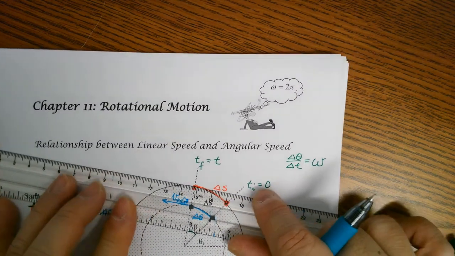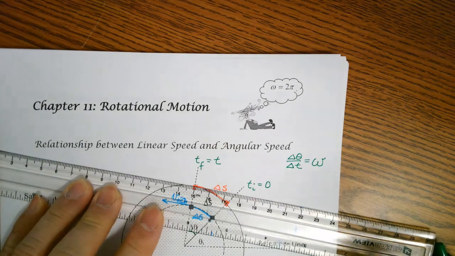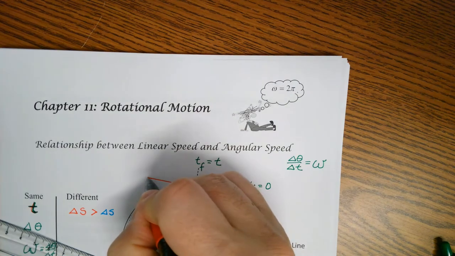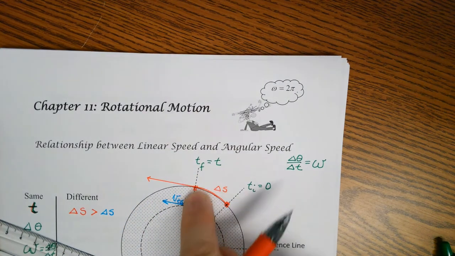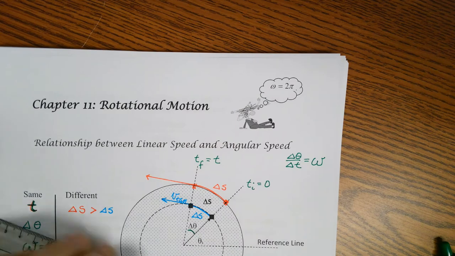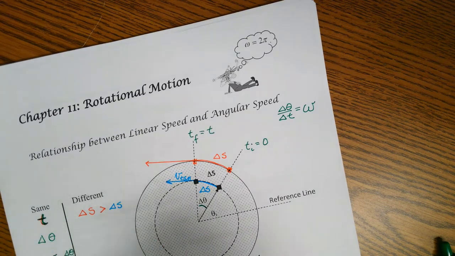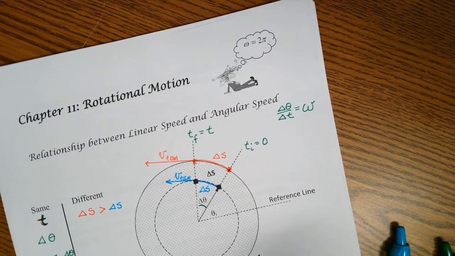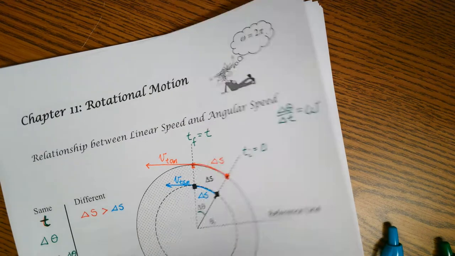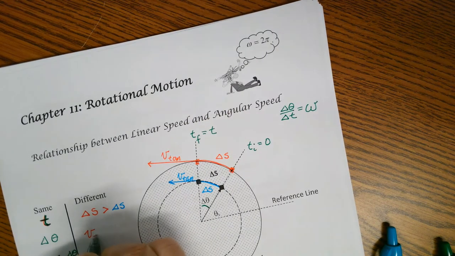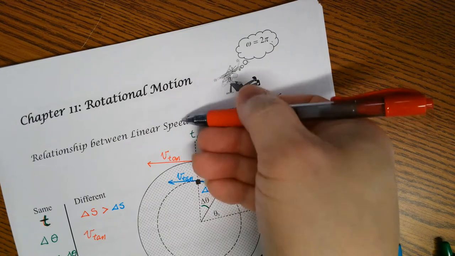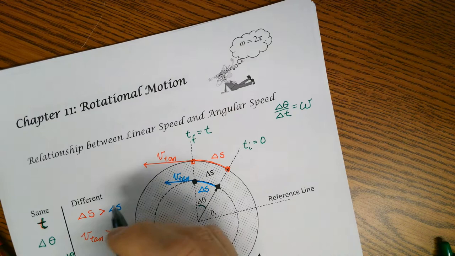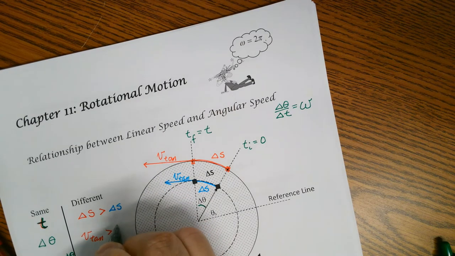And this will be different for different locations of where this radius is. So the difference between these two tangential velocities is that the further you are out from the center, the greater the linear velocity is, or linear speed.